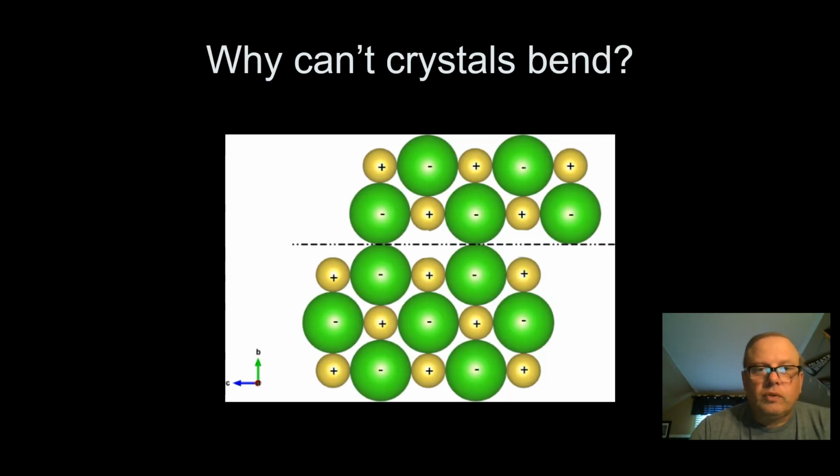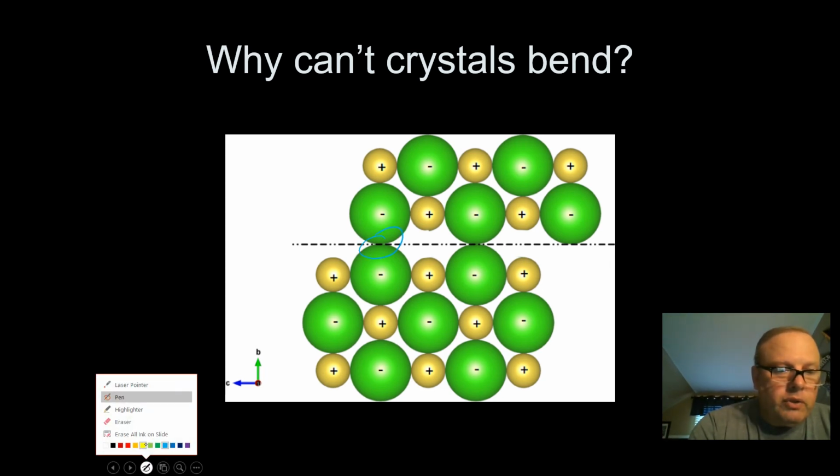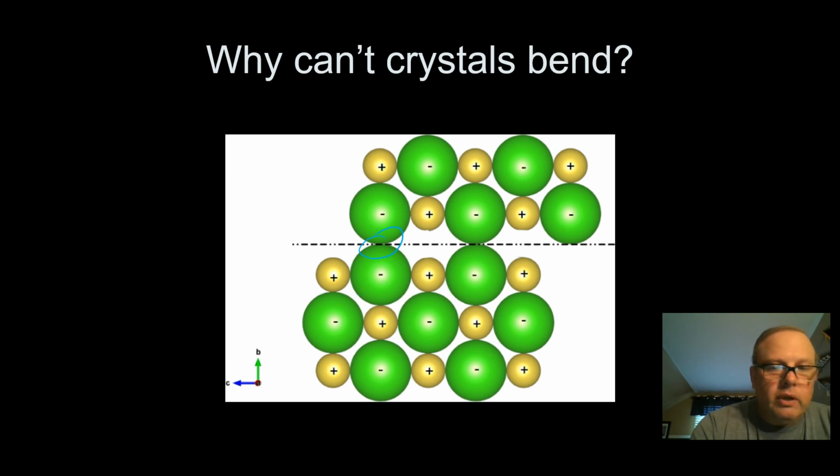Now, ionic crystals can't bend. Remember I said that that bond was really, really short. Because they're really short, if you try to torque it or flex it, you end up with this. That doesn't look very good. Let's go to black again.